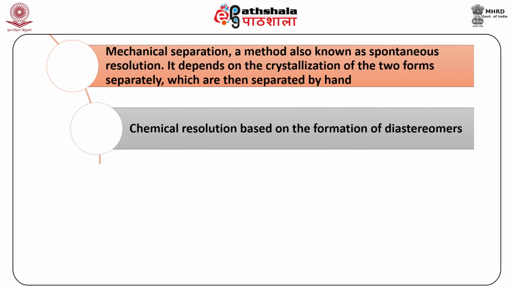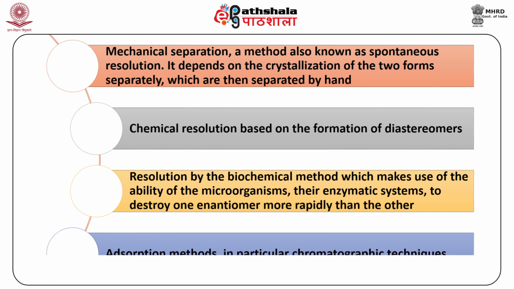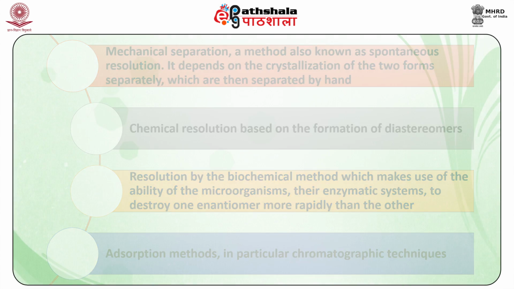Chemical resolution based on the formation of diastereomers. Resolution by the biochemical methods, which makes use of the ability of microorganisms, their enzymatic systems, to destroy one enantiomer more rapidly than the other. Adsorption methods, in particular chromatographic techniques. A considerable improvement has been made in this area since then. In this module, we will discuss the various methods of resolution in depth.